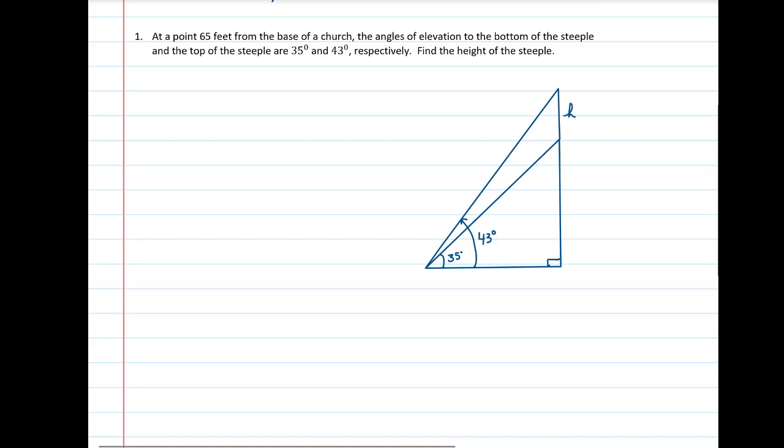So it looks like we're going to need this side x here. Let's start with the smaller right triangle here. So we have that. And by the way, guys, forgot one thing here: 65 feet from the base of the church. This is the base of the church. So 65 feet from there would be right here.